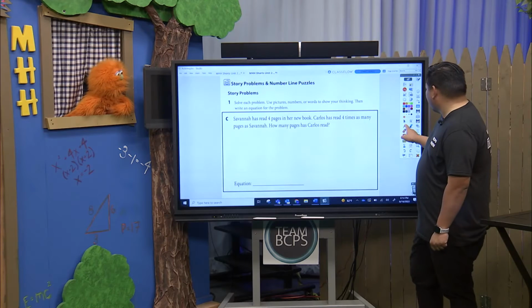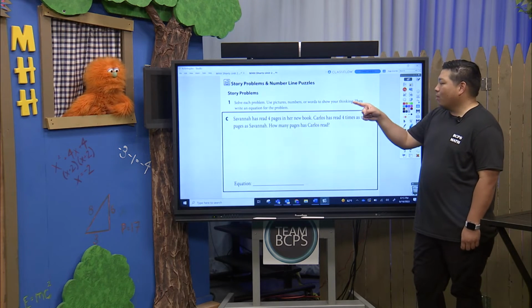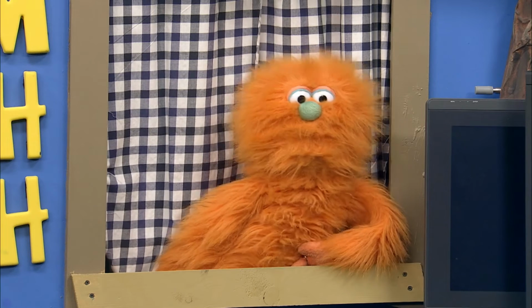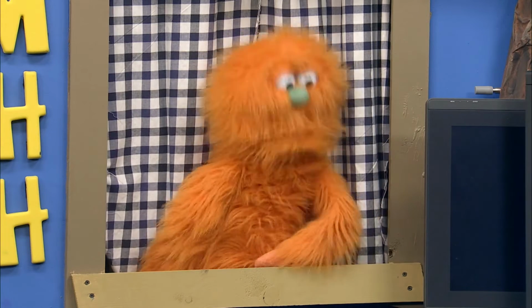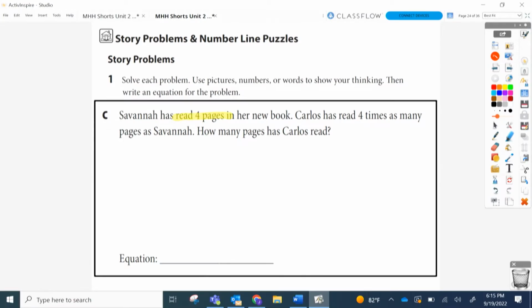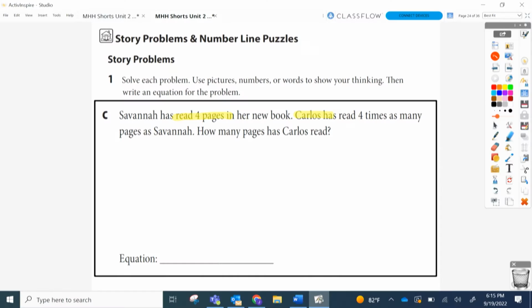So let's focus on what we need to know here. Let's read it all the way through one more time, and think about what important information you can use. Savannah has read 4 pages in her new book. Carlos has read 4 times as many pages as Savannah. How many pages has Carlos read? I like 4 pages. Savannah has read 4 pages, and Carlos has read 4 times as many pages.